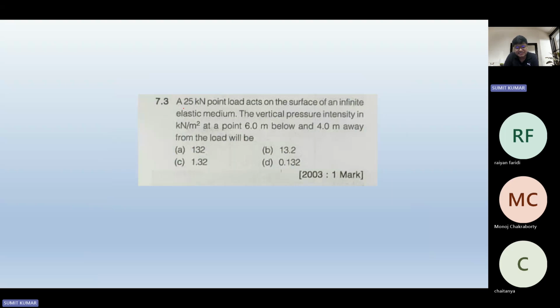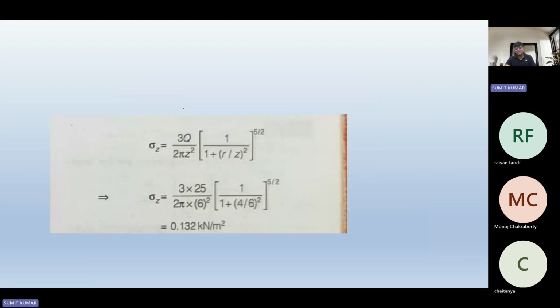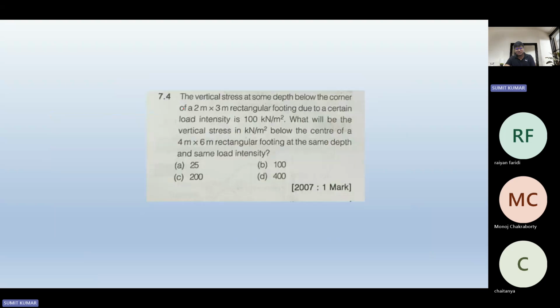The vertical pressure intensity in kilonewton per meter square at the point 6 meter below and 4 meter away from the load will be... So again over there the Z value is given as 6 and R value is mentioned as 4. So you apply the same equations and you could calculate the stress, which comes out to be 0.132 kilonewton per meter square.